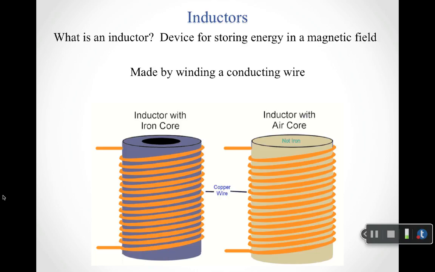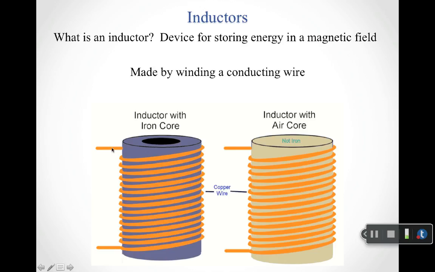If you remember, when we introduced all our basic circuit elements right up at the beginning, we said, what is an inductor? Well, it's a device for storing energy in a magnetic field, much like a capacitor is a device for storing energy in an electric field. So how do you make an inductor? Basically, you just take some wire and wrap it around.